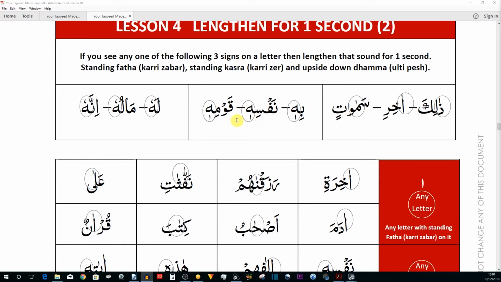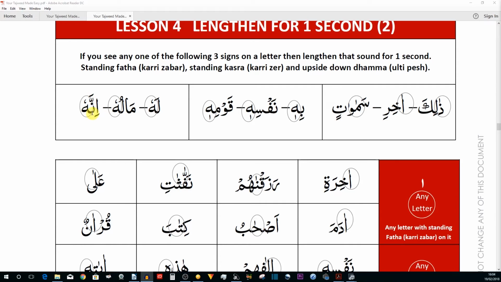nafsihi, qawmihi. And next for inverted dhamma, lahu. Next, maluhu. Again here, ma and hu, same beat, same length. Maluhu. And then innahu. And here you can merge what we learned before with our ghunna lesson.